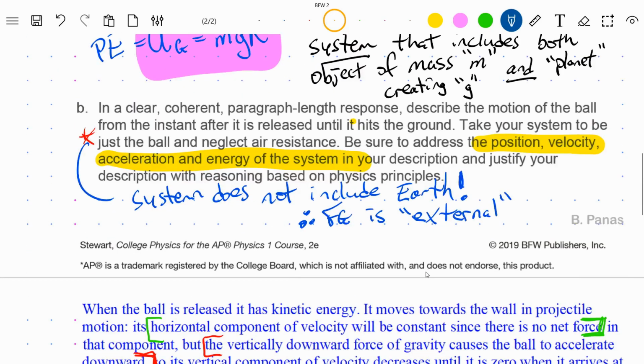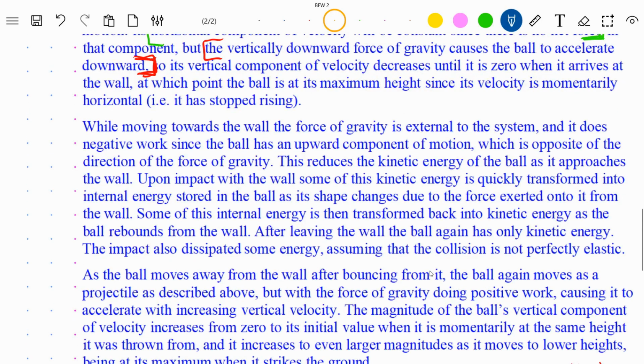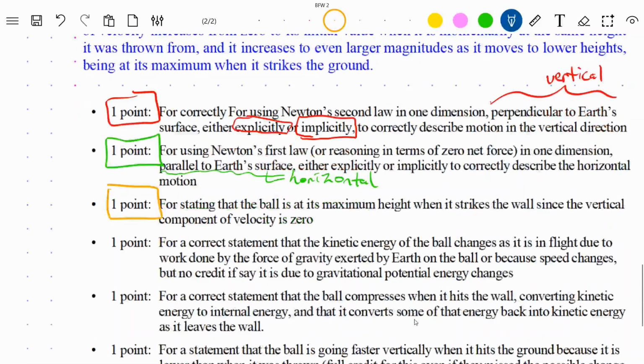Okay, so did I include that in my answer? Yes, of course. Where? At which point the ball... Okay, so at impact, at which point... In fact, let's just kind of get it in here. At which point the ball is at its maximum height since its velocity is momentarily horizontal. Okay, so right kind of in there, between those two square brackets. So I've earned that point.